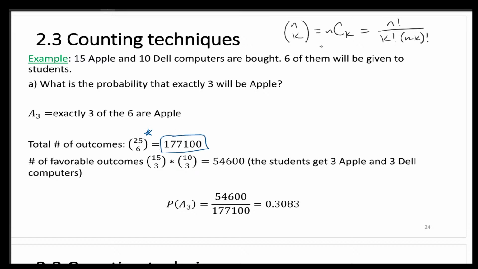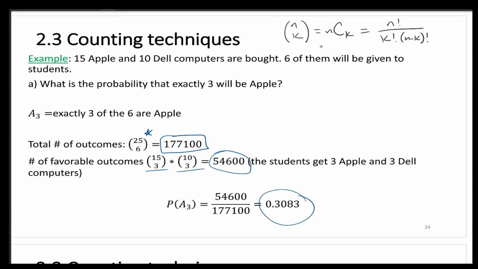177,100. Number of outcomes where we have exactly 3 Apple is, well, I choose 3 to be Apple, and then that means I have to choose 3 to be Dell. And 15 choose 3 times 10 choose 3 is 54,600. So this means the probability of choosing exactly 3 Apple would be 0.3083.